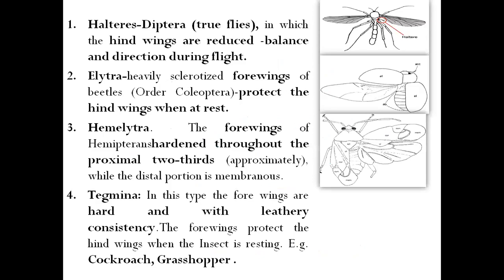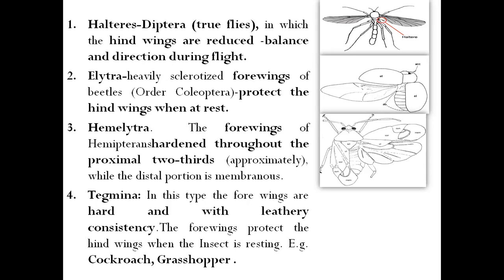Okay, so now the different types of insect wings. These different types of wings are present in different insects, mostly like halteres, elytra, hemi-elytra. Firstly, I'm showing you the halteres. Halteres are basically present in the true flies, like the house fly, a dipteran insect. Here the hind wings are reduced into a halter, a microscopic structure which helps in balancing and direction during the flight of true flies.